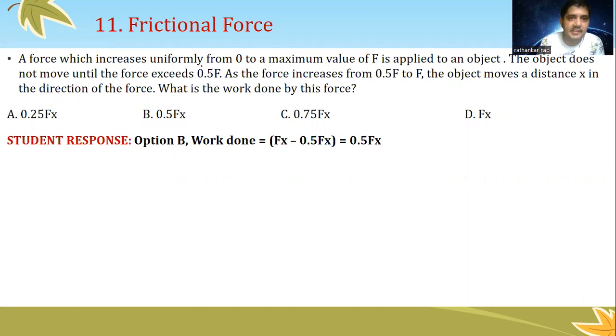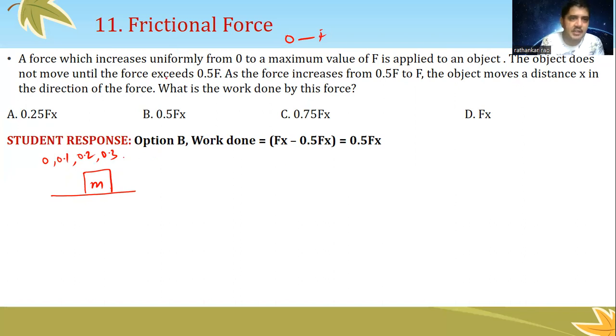A force which increases uniformly from 0 to a maximum value of F. It is increasing from 0 to F. I have an object of mass M, and you are applying a force. This force is not a constant force, which means, for example, you are applying a force of 0 Newton, 0.1 Newton, 0.2 Newton, 0.3 Newton. You keep on increasing like this.